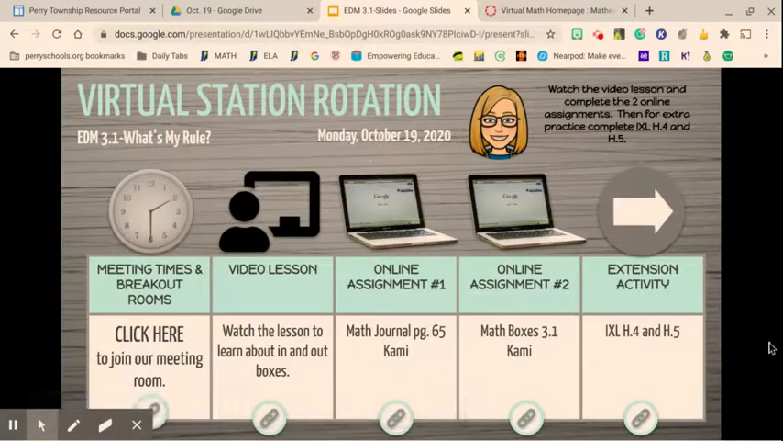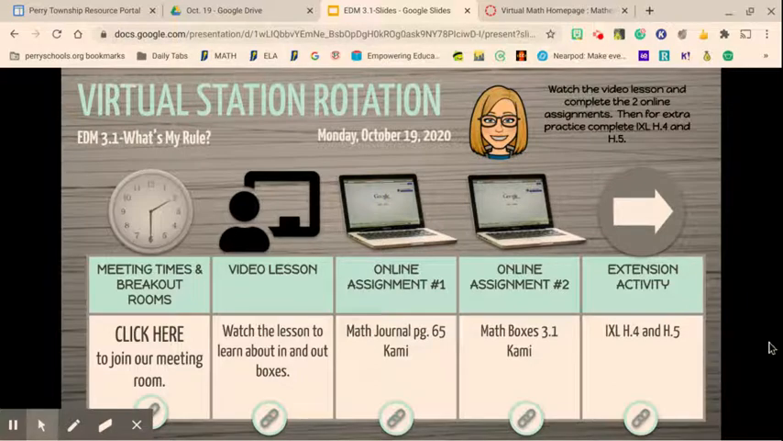Hello, third graders. Today we are going to start Unit 3, and our first lesson is the What's My Rule lesson. And this setup is a little bit different. This will be your agenda for the day.